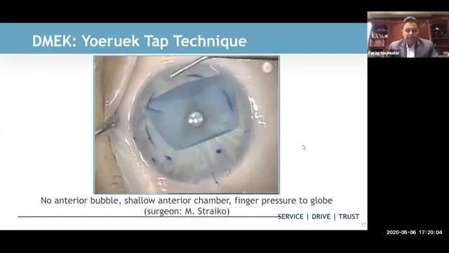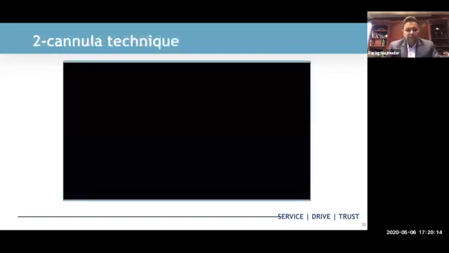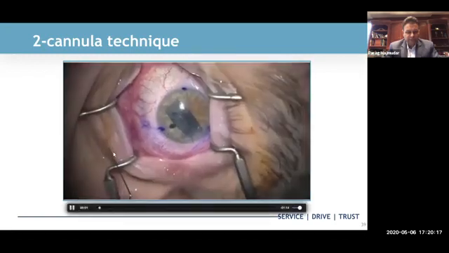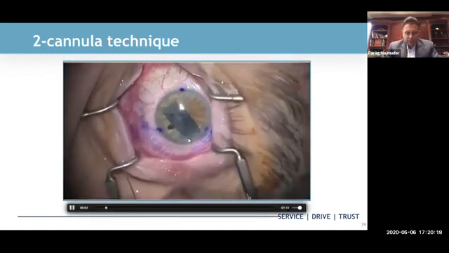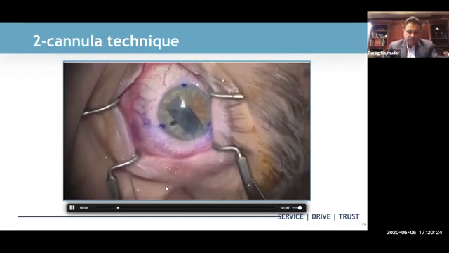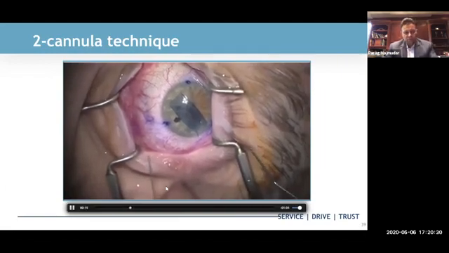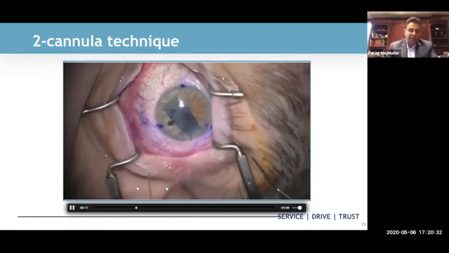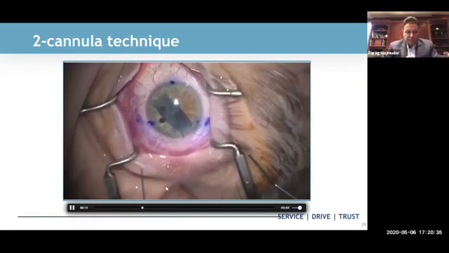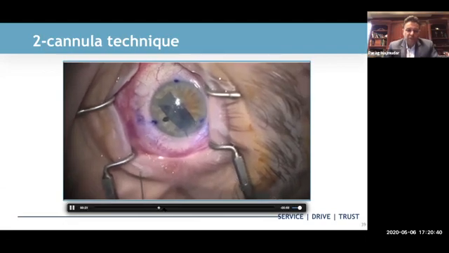The next technique that I like to use, and I use this a lot, is the Dirisamer technique from Martin Dirisamer, also called the 2 cannula technique, and this is probably the second most common technique that I use, and I'll show you a little video of this. So you can see I've got my nice little scroll here, and I'm going to use 2 cannulas to put gentle pressure. And one cannula has a little bit more pressure than the other because it pins down the graft against the iris. And no, that doesn't damage the endothelium at all. Just gentle pressure will keep that graft from moving.